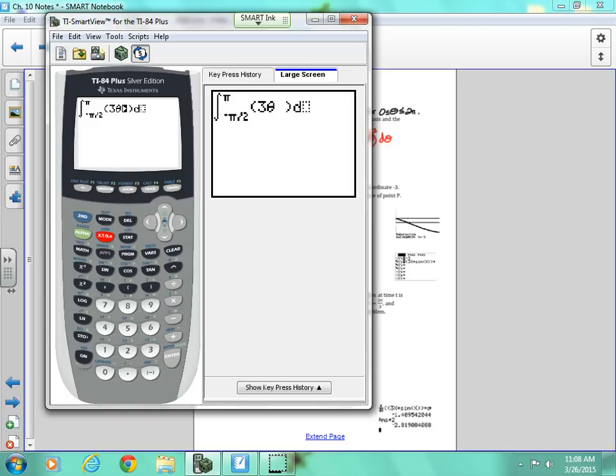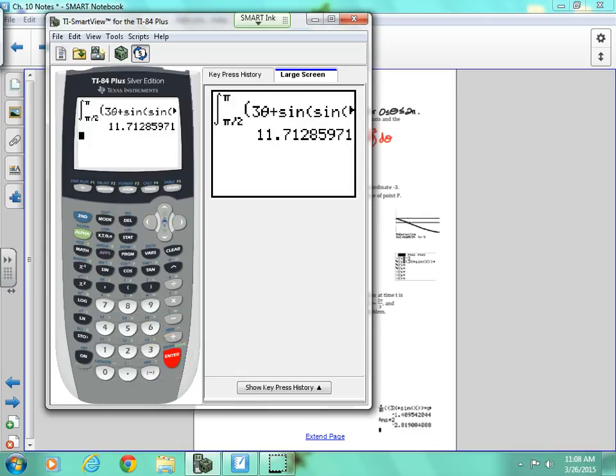Youngji, what were you saying, kiddo? Why is it negative pi over 2? Oh, thank you. Not negative. It's positive. I was thinking about the last example, how it was negative to positive. Crazy. Hold on, we have to square this. Don't forget. So we have our 3 theta plus sine of theta, square it, d theta.